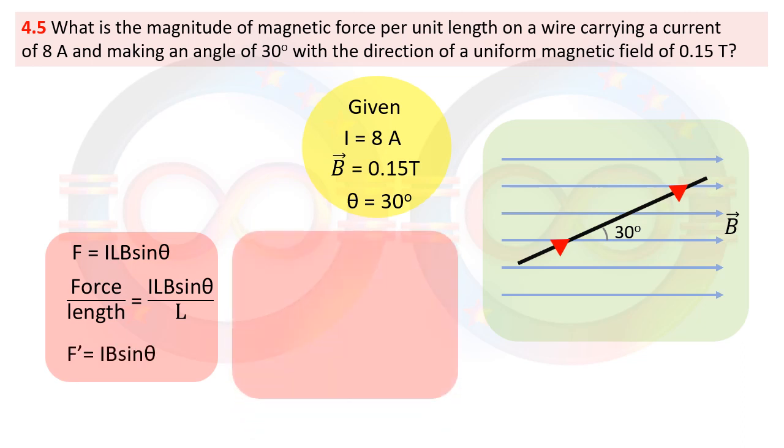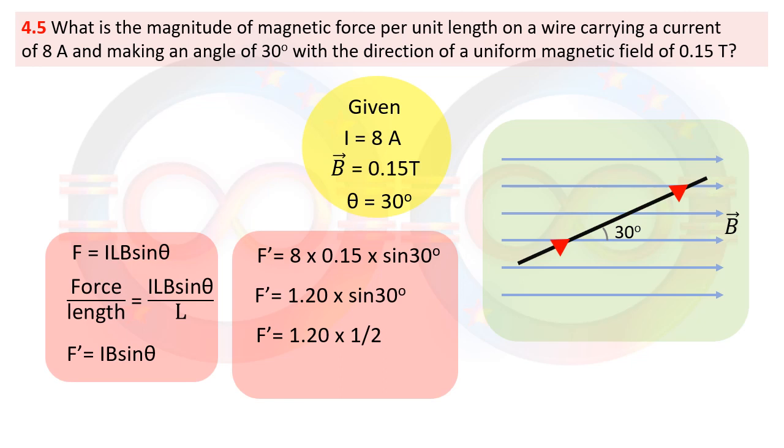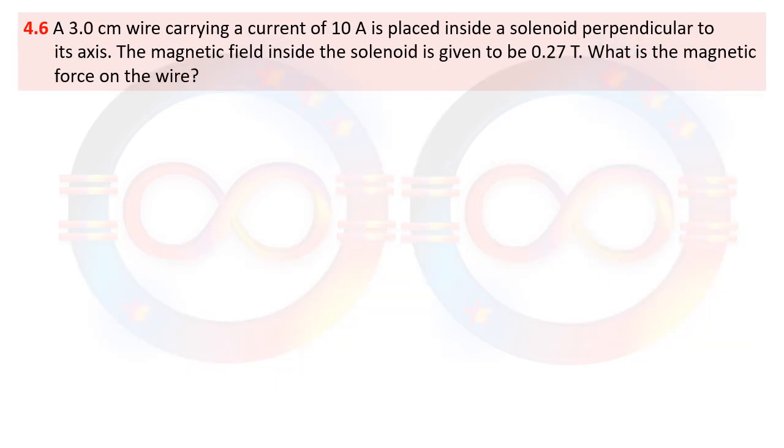sine theta. So the value of I is 8 ampere, then B is 0.15, sine 30 is nothing but half. After multiplication and calculation we will be getting 0.6 Newton per meter.